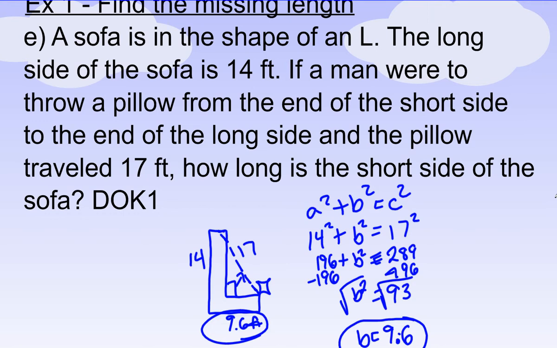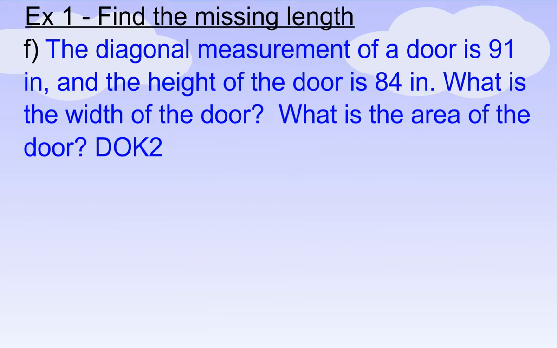So when you see a problem where you're finding a missing length of something, and it gives you other information like one piece is 14 feet, another piece is 17 feet, draw the shape, and then you might be able to recognize it as, hey, that is a right triangle. Yes, I can use the Pythagorean theorem.